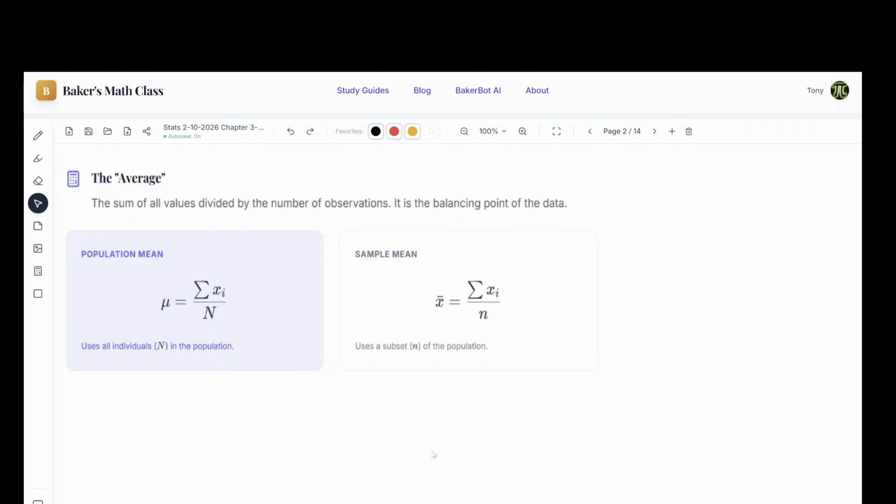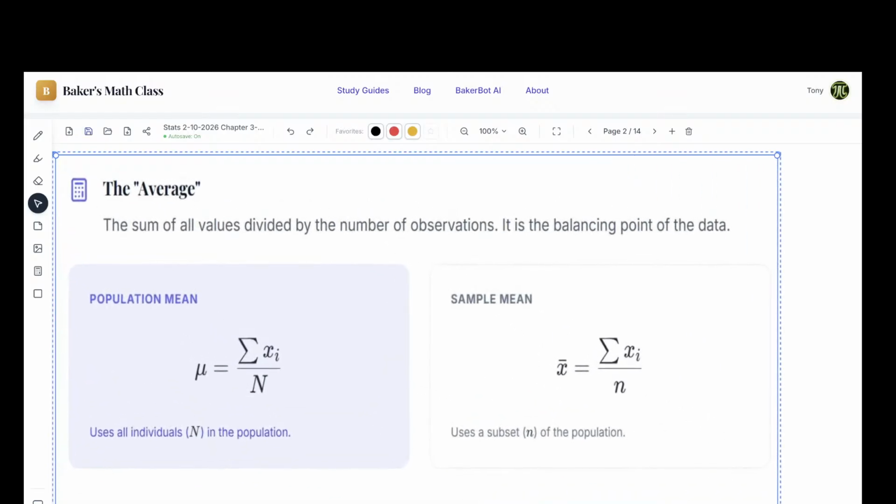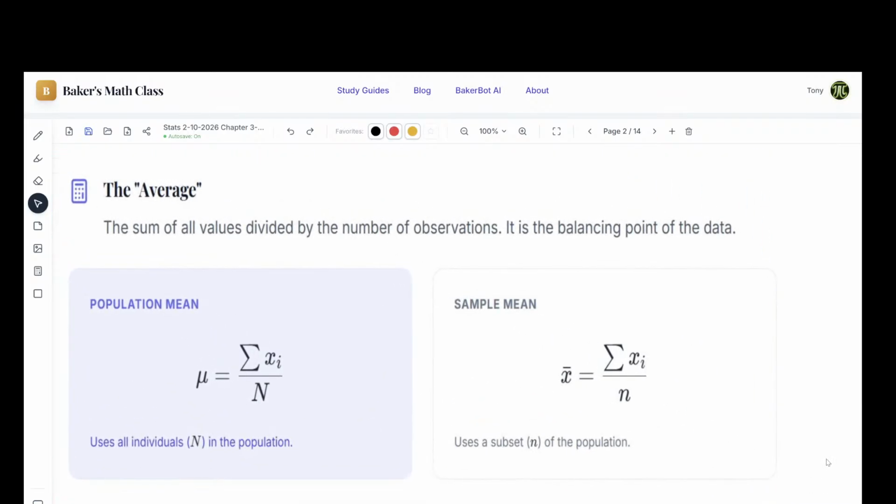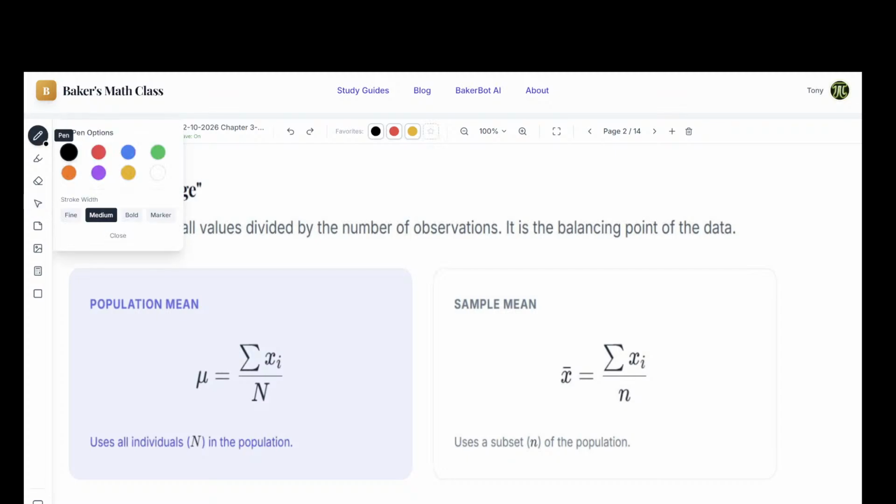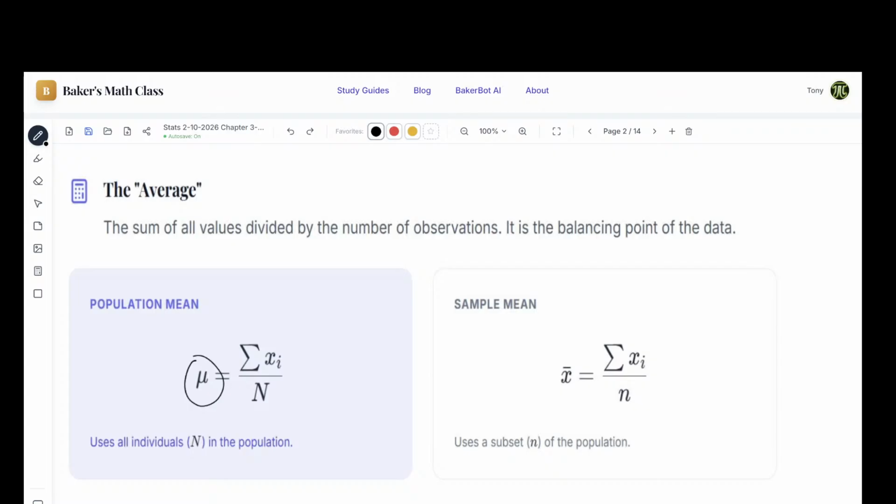So there are two formulas they gave you, and they're identical. The only difference in these two formulas is the notation. That symbol right there, the little U, is called mu. It's the Greek letter mu. That's why we use it for mean. You will see that a lot. Whenever you see that, it means mean. It is the population mean, which means the mean of the entire population.